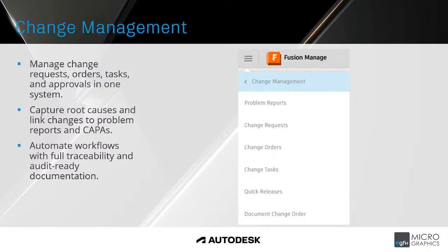Then we'll move over to change management. The change management capabilities help organizations handle product and process changes efficiently with full visibility and control. The system supports a closed-loop approach, connecting change requests, change orders, tasks, and approvals in one unified workflow. This also, once again, links back to quality. So you can initiate changes from problem reports or corrective actions, CAPAs, or quality issues, non-conformances, and so on.